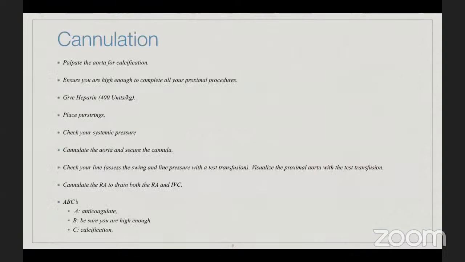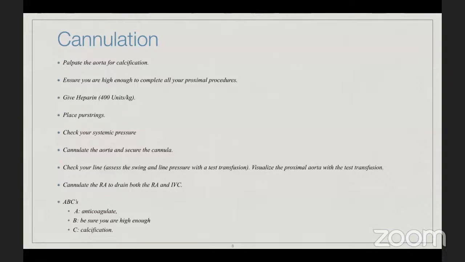Furthermore, for a safe cannulation, you need to keep these steps in mind. First, you have to palpate your ascending aorta for any calcification. Not only the site of your cannulation, you have to go through all of your ascending aorta. Second, you have to ensure you are high enough in your cannulation site to give more space for the cross clamp and to allow you to complete your proximal procedure, either the aortotomy for an aortic valve procedure or the proximal anastomosis.